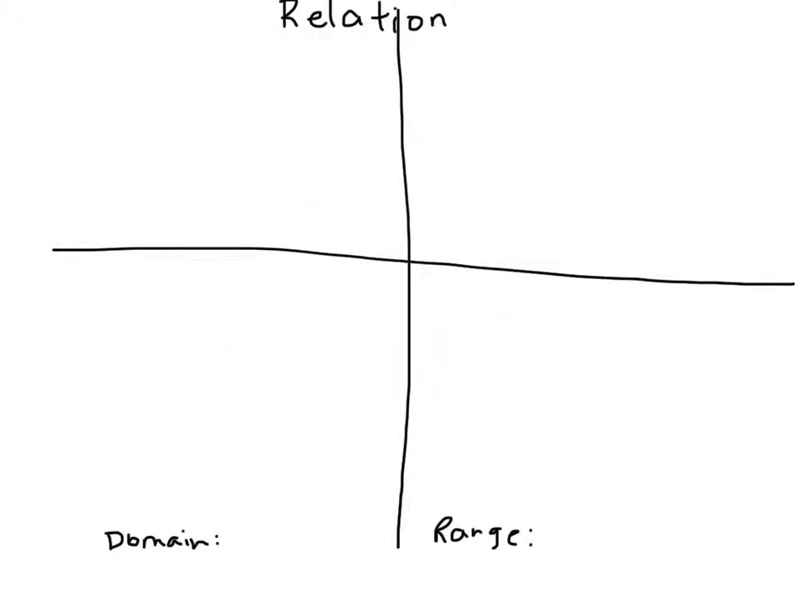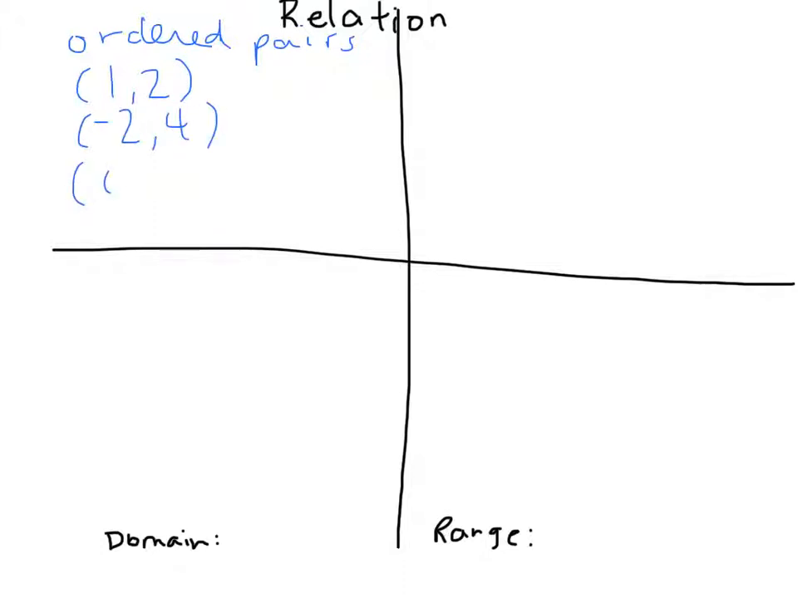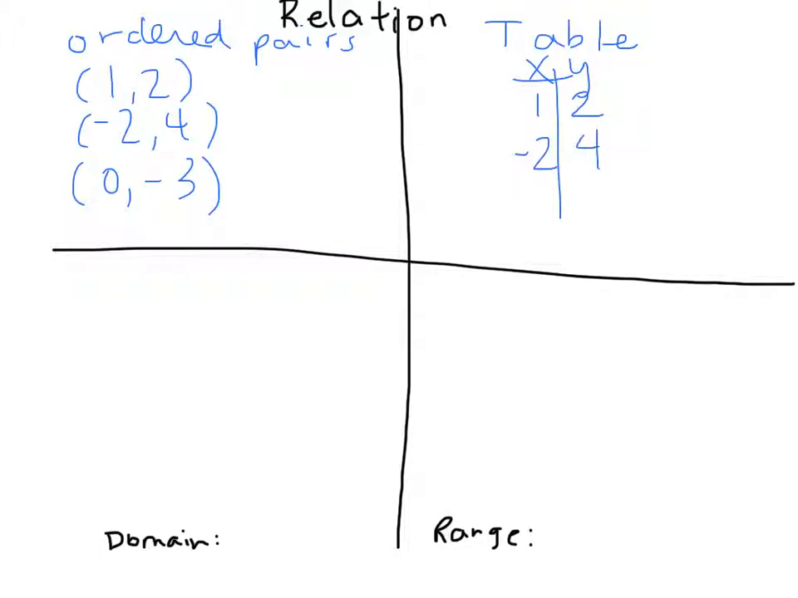Okay, and then we have different ways that we can represent a relation. Okay, one way is just by ordered pairs. So very simply, we just write them out. 1, 2, -2, 4, 0, -3 as an example. So we can just actually state the ordered pairs. Another way is by making a table, and we use these a lot in algebra. So we make an x column and a y column. We're going to use the same ordered pairs we did before. So x is 1, y is 2, x is -2, y is 4, x is 0, y is -3.